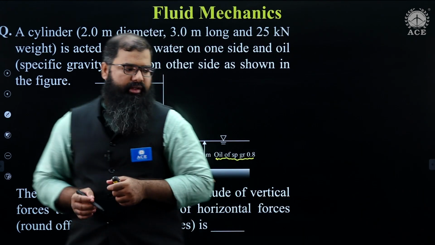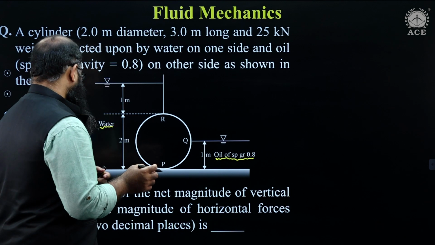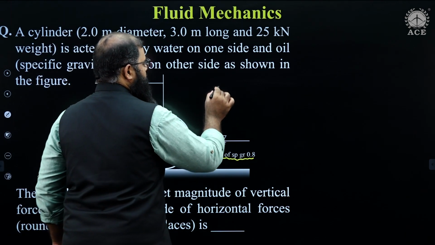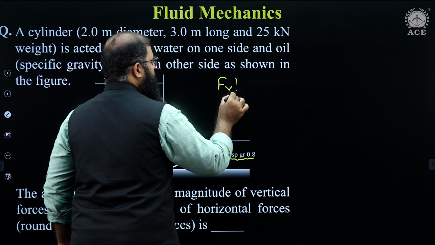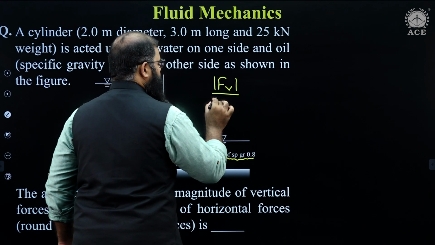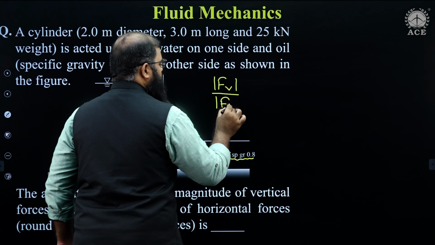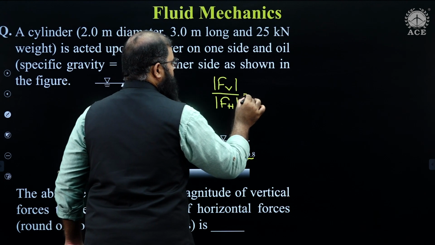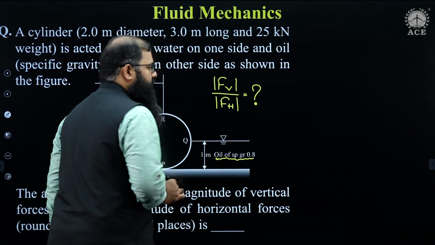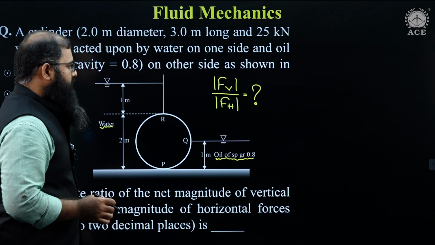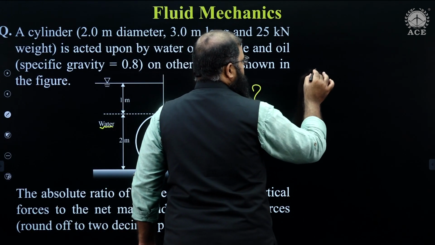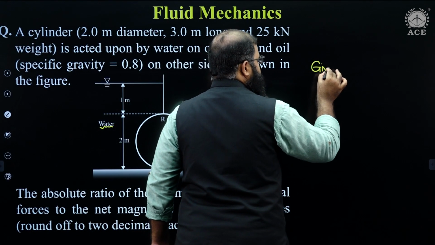So the question over here is, what is the ratio of the magnitude of vertical force to horizontal force? This ratio is equal to how much? This is the question. So let us write the given data first of all. Given data.